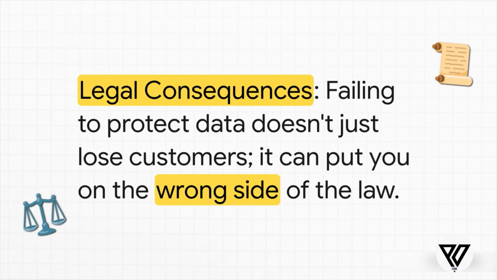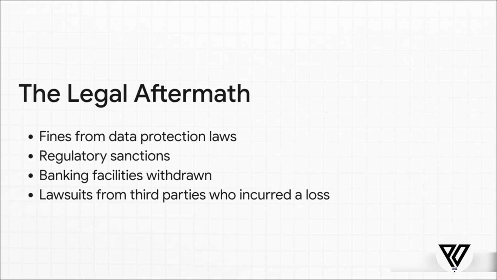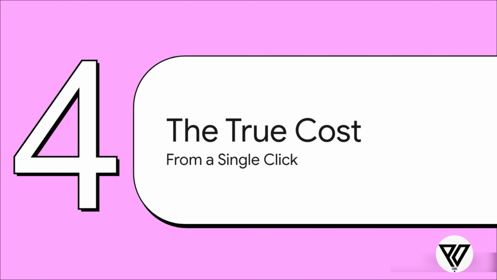And finally, we get to the third wave. Failing to protect data doesn't just lose you customers, it can put your entire organization on the wrong side of the law. You know, modern data privacy laws are really strict. They require organizations to secure personal data, and if you fail, the penalties can be severe. We're talking massive fines, regulatory sanctions, maybe even having your banking facilities pulled. And on top of all that, you could be facing lawsuits from anyone who suffered a loss because their data was compromised through you.